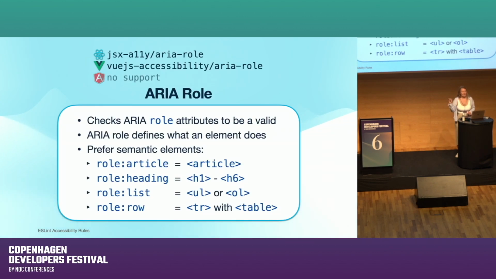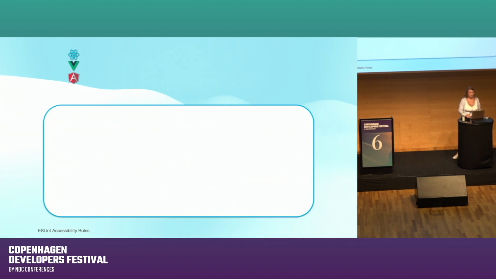This next rule validates ARIA role attributes to be valid ARIA roles. If you assign an invalid ARIA role, you can't just make things up. The API will not understand semantically what that element is. So this is a great one to pair with the previous rule for validating those ARIA attributes. There's no support yet for this in Angular ESLint, but I do plan to add it. An ARIA role defines what an element does. Semantic HTML elements have an implicit ARIA role. It is best to use those well-supported native HTML elements whenever you can.